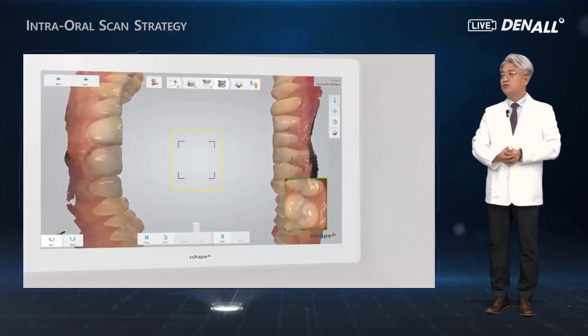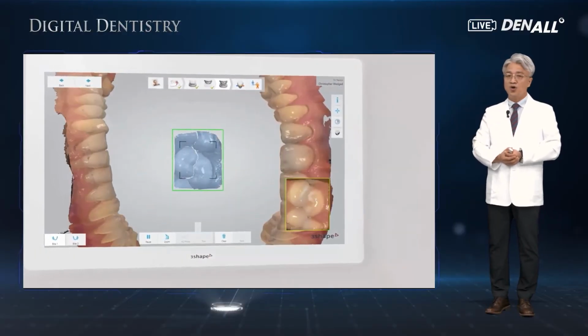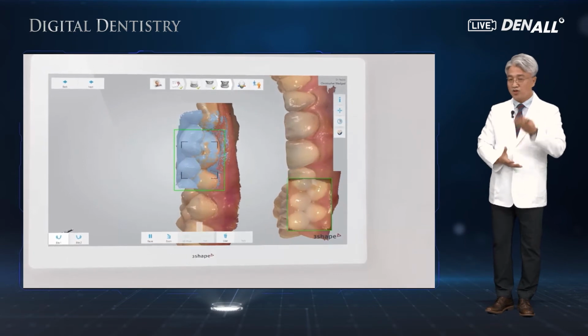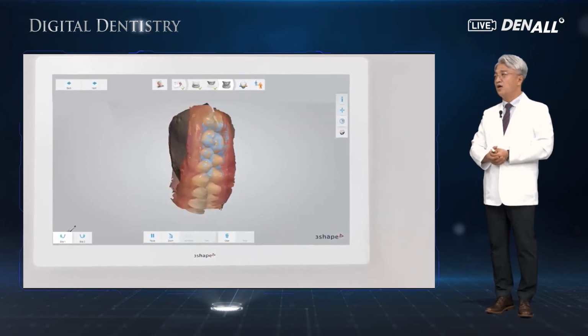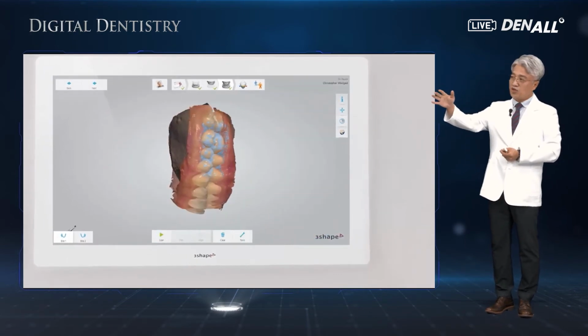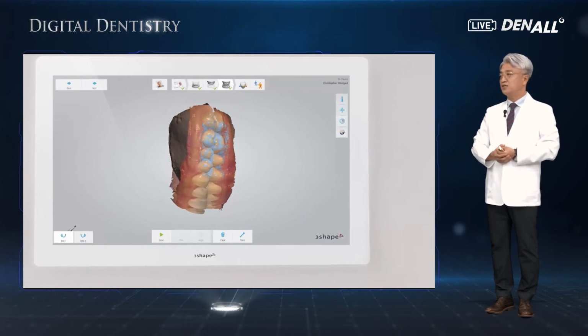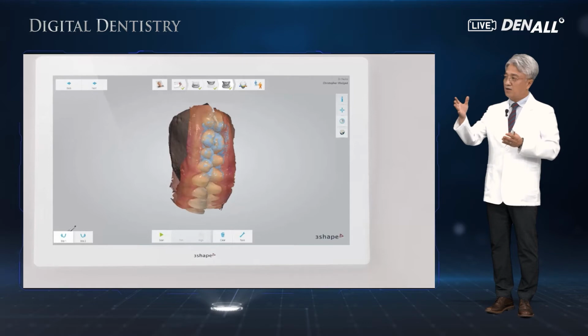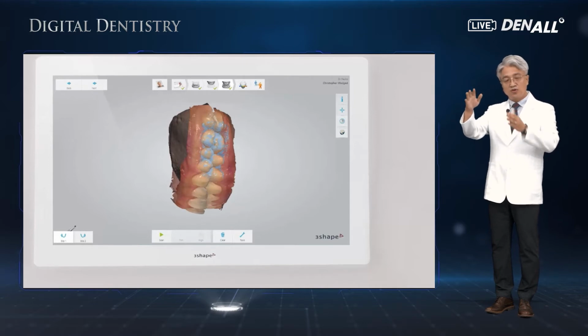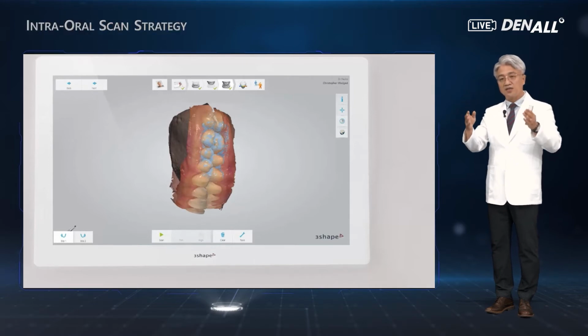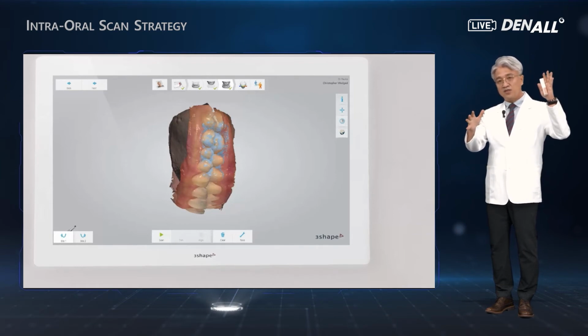Next, secondly, bite is very important. Trios captures the bite in two areas. Scan from posterior to canine. Try to avoid scanning movable mucosa. Scan the margin between gingiva and teeth, the scalloped area. The morphological changes can be identified.